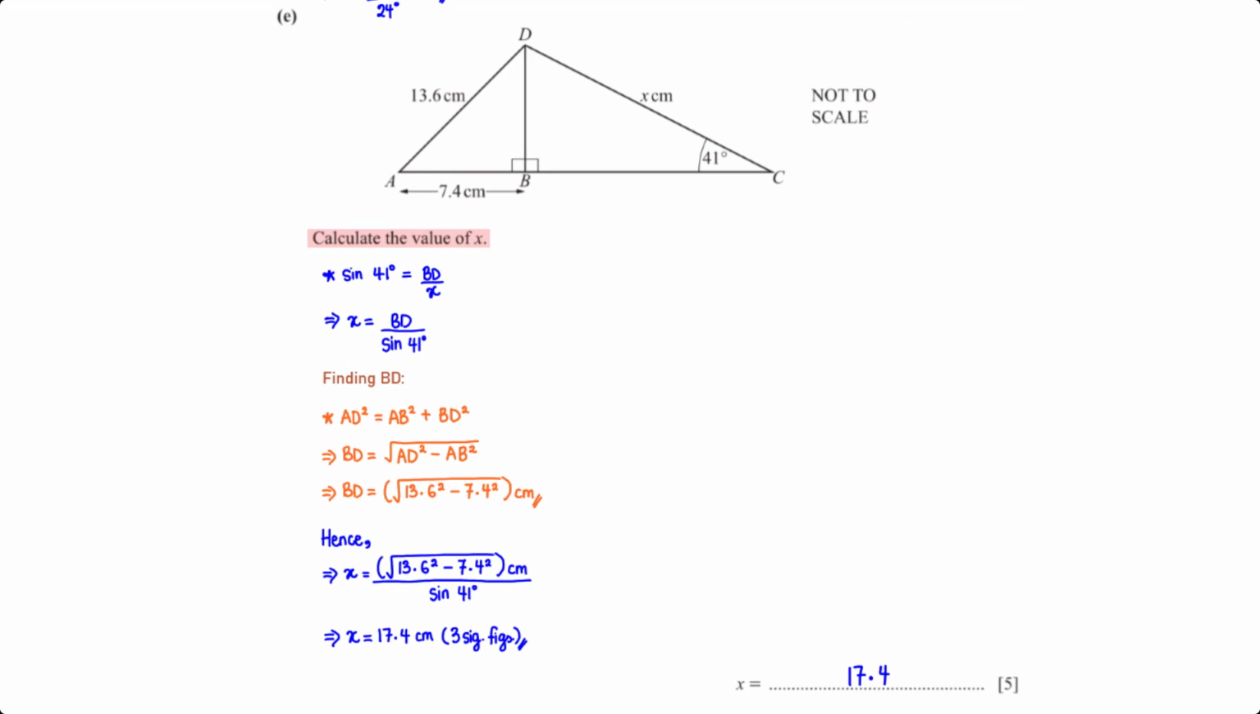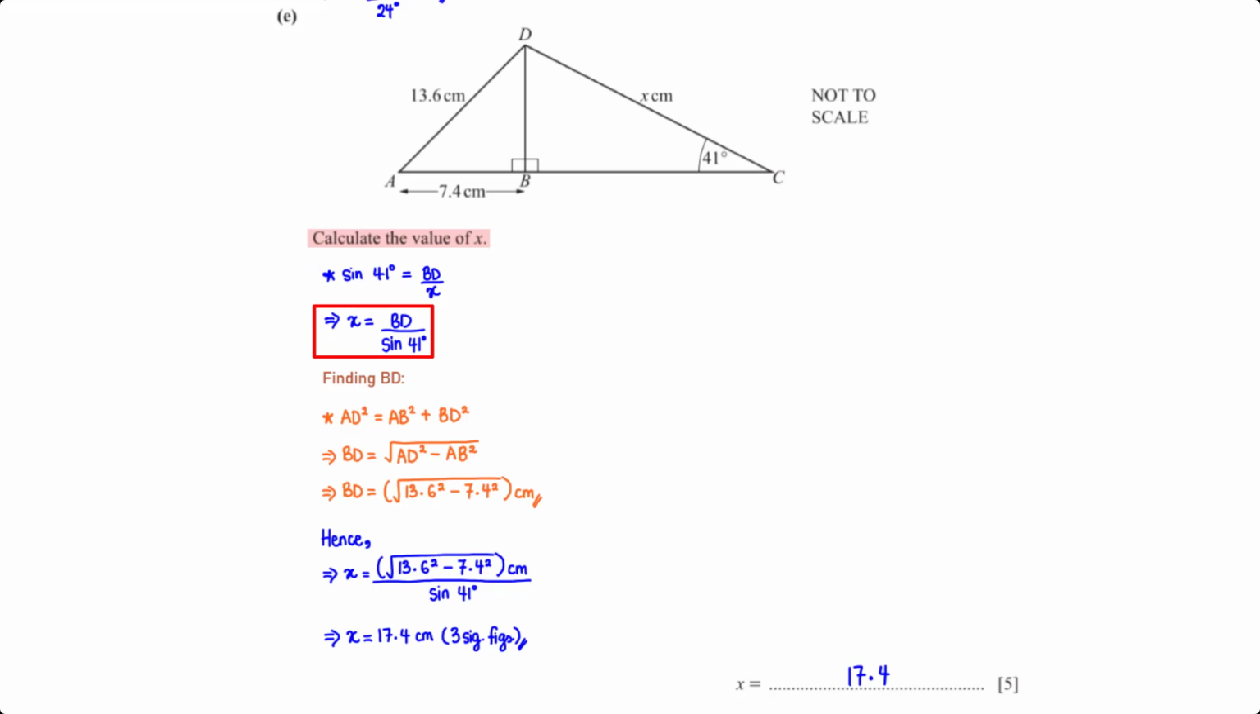Calculate the value of x. To get x, we can apply SOHCAHTOA to triangle BCD. This gives us sine 41 degrees equals BD over x. When we make x the subject, this is what we have.